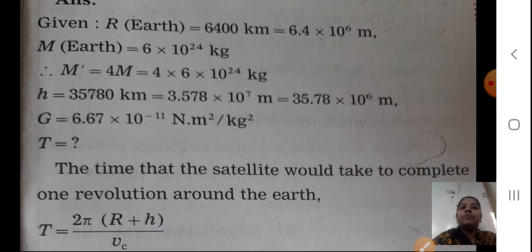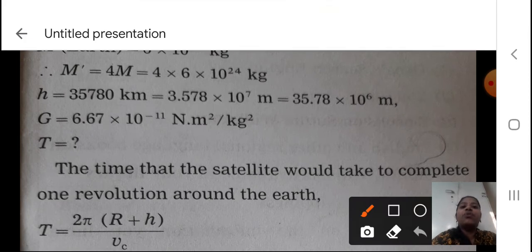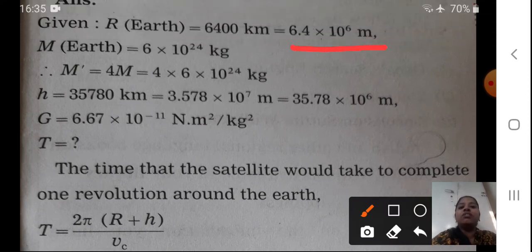Now given our Earth, radius 6,400 kilometers, which I can write as 6.4 into 10 raised to 6 meter when converting kilometer into meter. M for the Earth is 6 into 10 raised to 24 kg. Now it is told that the mass is 4 times, so M dash I will make it 4M, so I have multiplied by 4. The height H is given as 35780 kilometers, which I have converted to meters.